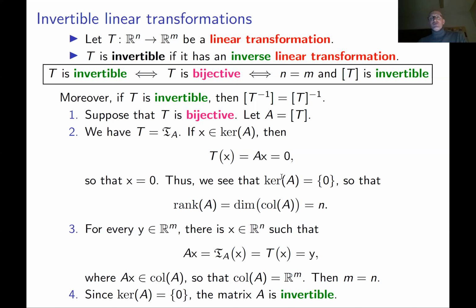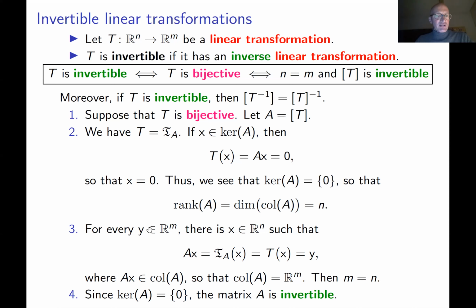But now we can use our most favorite result, the rank-nullity theorem, which we can use anytime we want. We apply the rank-nullity theorem and we say the rank of matrix A must be N. This means the dimension of the column space is N. Okay, we used one-to-one, but we didn't use onto. Now let me use onto, the fact that T is onto.